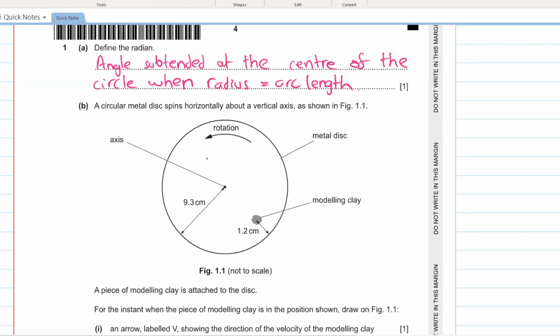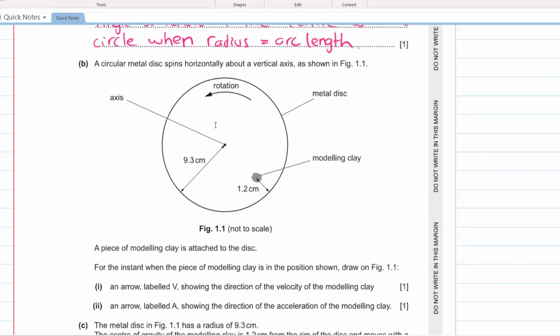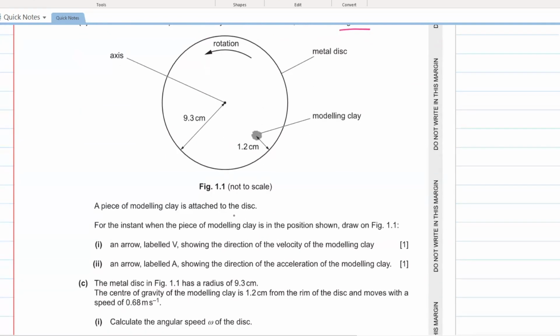Let's further move ahead. A circular metal disc spins horizontally about a vertical axis as shown in figure 1.1. Perfect. This is a circular disc spinning like this. A piece of molding clay is attached to the disc. For the instant when the molding clay is in the position shown, drawn on figure 1.1, ठीक है यहाँ पे molding clay है. Label an arrow V showing the direction of the velocity of the molding clay. Okay, so what will be the direction of the velocity of the molding clay?